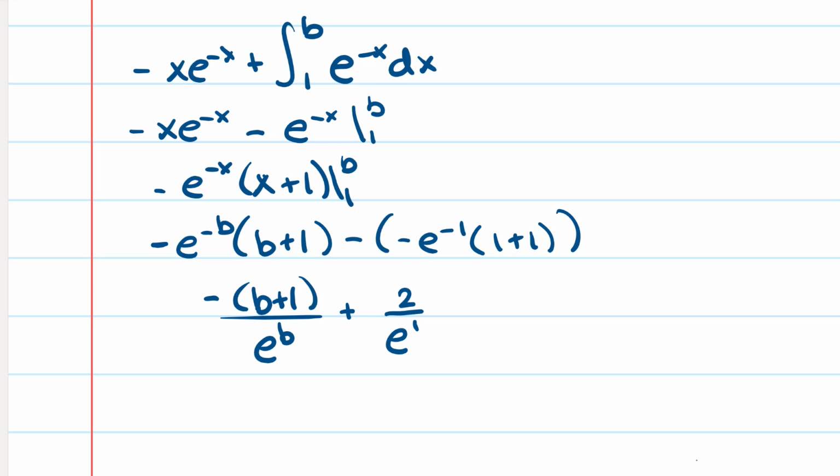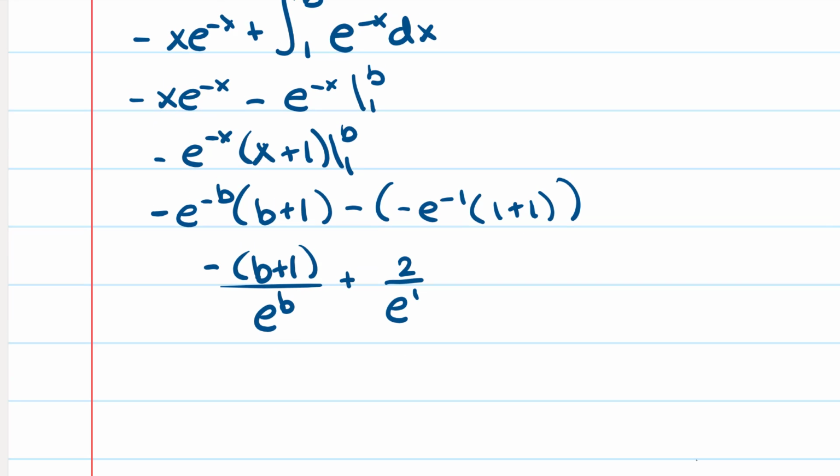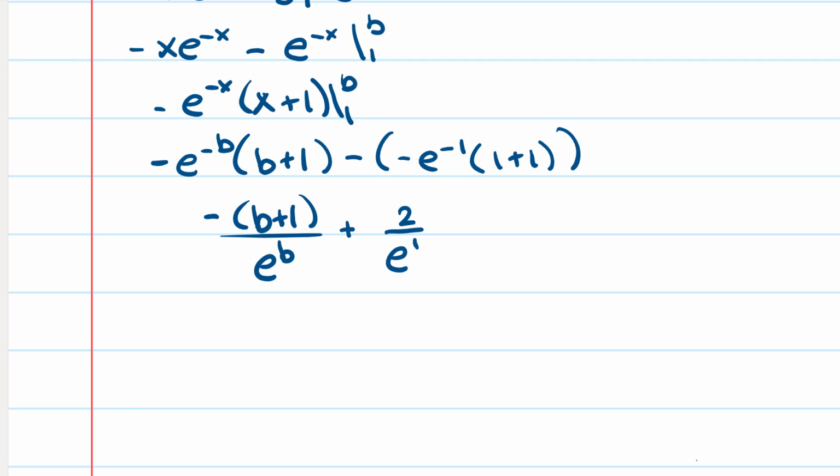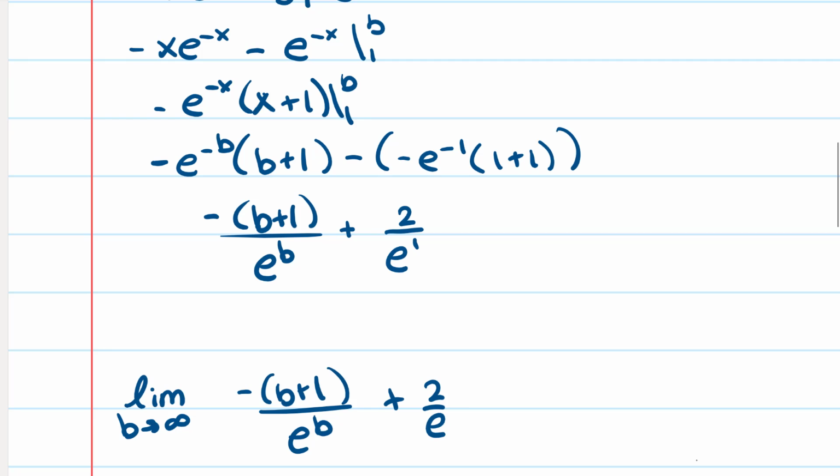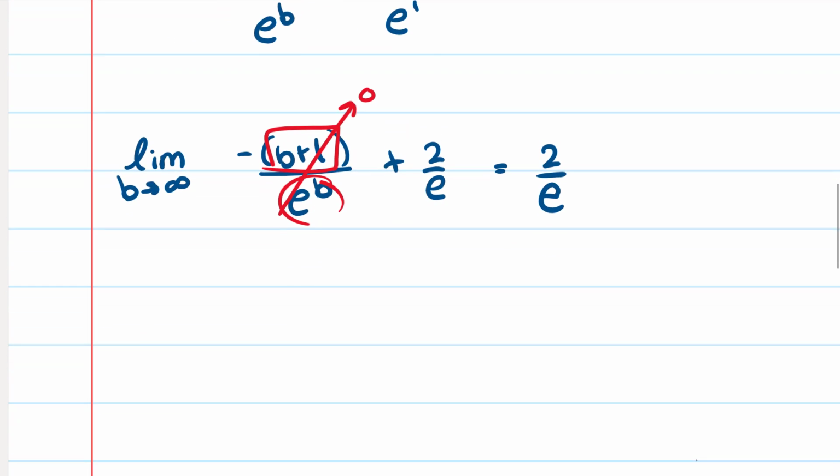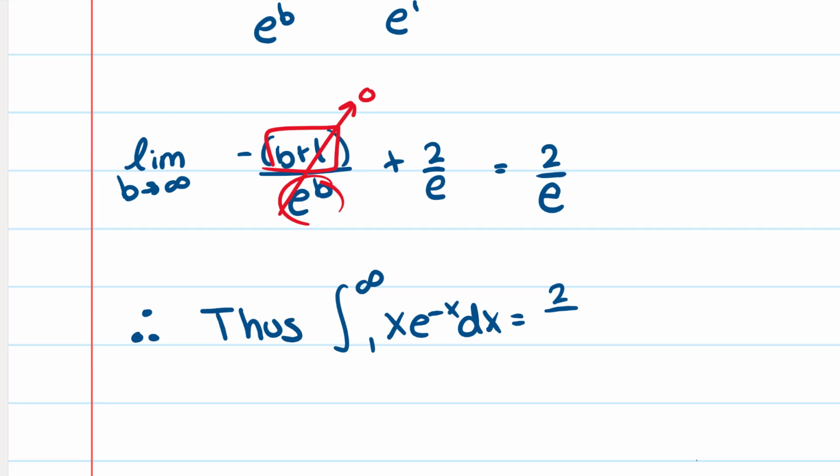Okay, so now that I have that worked out, we have to move on to our next step, which is to evaluate the limit. So remember, we have the limit as b approaches infinity of negative b plus 1 over e to the b plus 2 over e. Now we know that e to the b is going to grow much faster than b plus 1, so this whole thing becomes 0. So then my final answer is 2 over e. Therefore, the integral from 1 to infinity of x e to the negative x dx equals 2 over e.